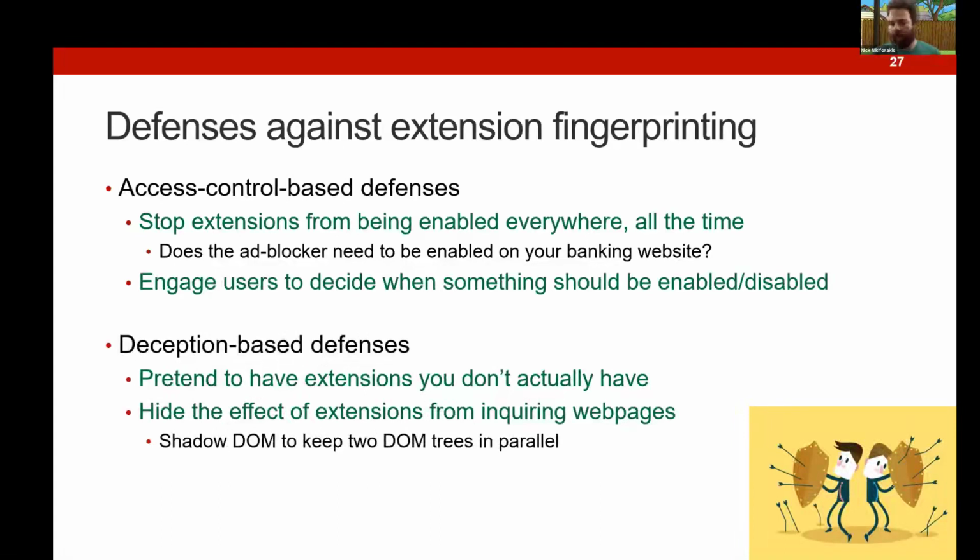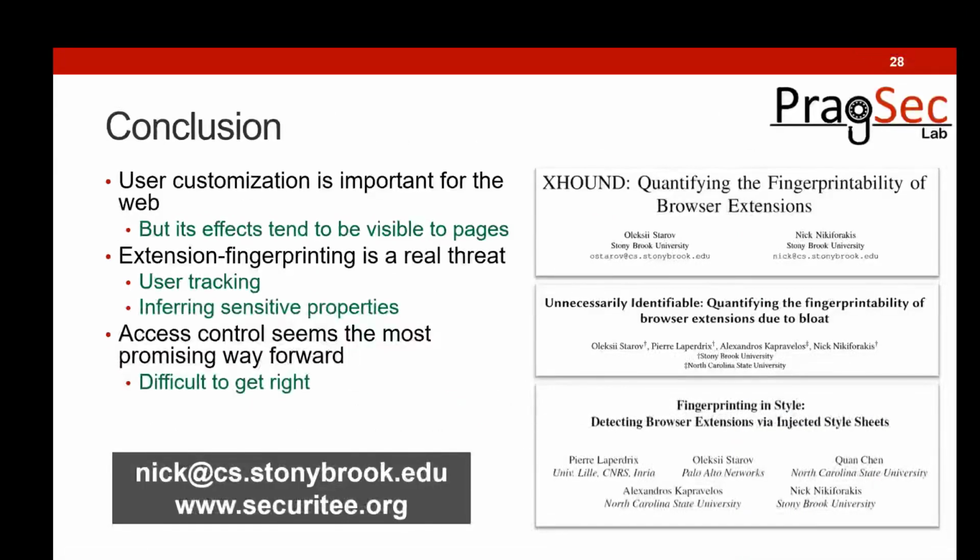And then we have deception-based defenses that are more academic at the moment. But pretty much what we can do is we can just fake the presence of extensions by having decoy CSS and decoy elements, so that the page thinks that you have one set of extensions installed, but you actually have a different set of extensions installed, right? So again, I'm not saying that this is ready for prime time, but it is a direction that at least academics are investigating. And with that, I want to conclude.